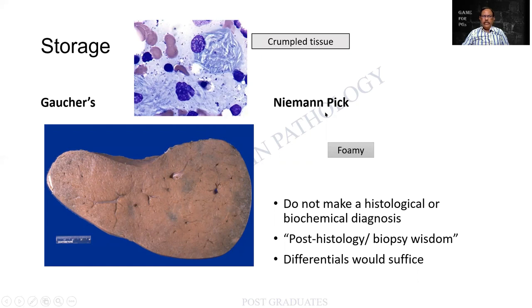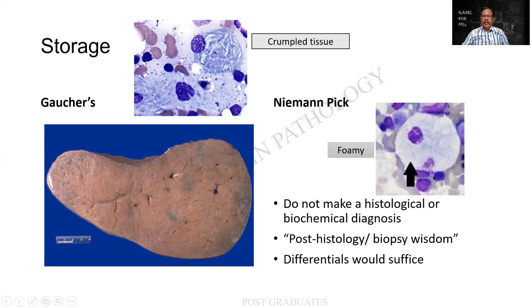And whenever I use the word Gaucher's, automatically there has to be Niemann-Pick. And in this I find foamy cells with multiple small vacuoles. Sphingomyelin is being accumulated. So either this can be Gaucher's or this can be Niemann-Pick. At the most I can say it has a differential diagnosis. And as I told you earlier, this is what we find in the museum. Many of the specimens are labeled, but that label is post-biopsy wisdom, as my professor Dr. Narasimhan used to say in JIPMER. Differentials would suffice at this point.